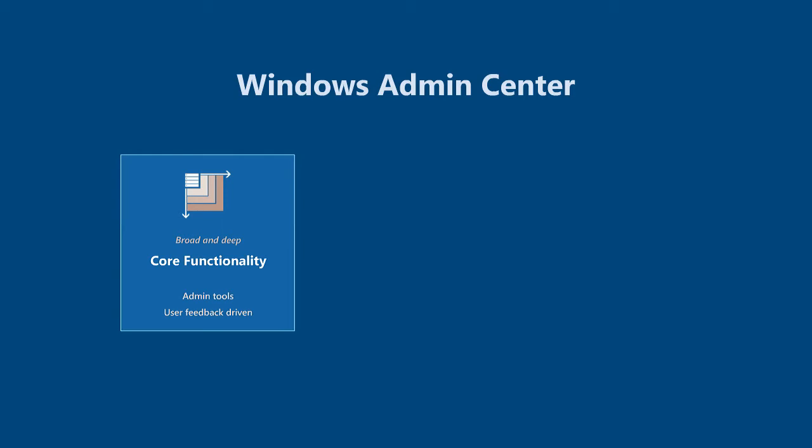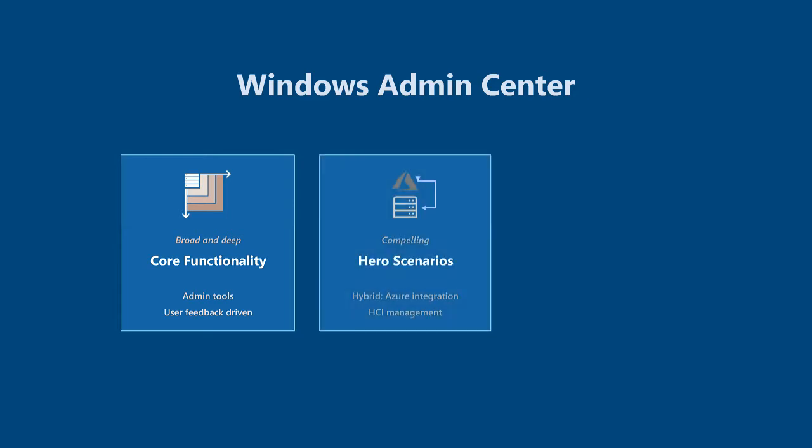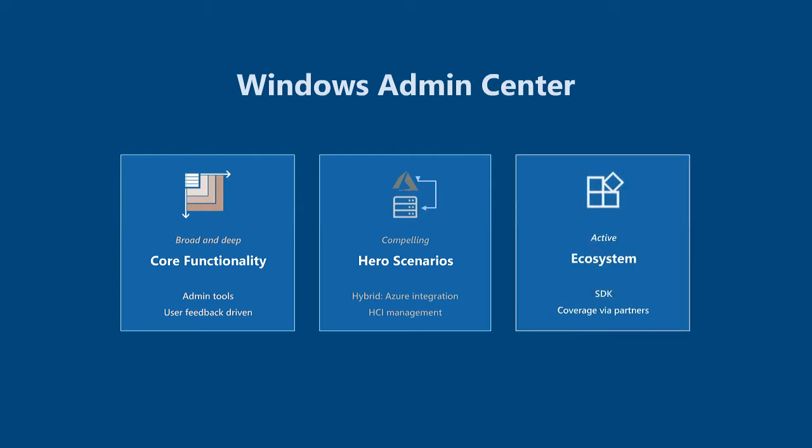In Windows Admin Center, we're focusing mainly on 3 areas, or 3 pillars. The first being core functionality. The next are hero scenarios. The last being the ecosystem. The core functionality is really about the admin tools that I just showed you, the basic tools that you need for your day-to-day management. A lot of the investments we're doing here are to bring the toolset up to par with what you've used before, and we're looking towards customer feedback on where we continue to invest.